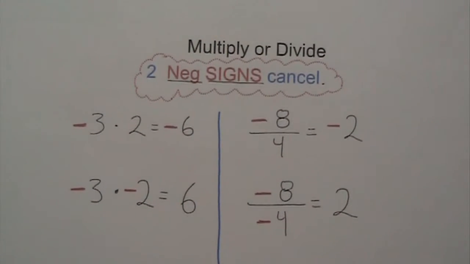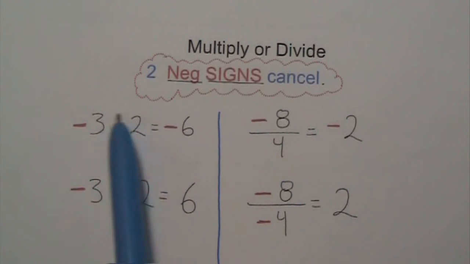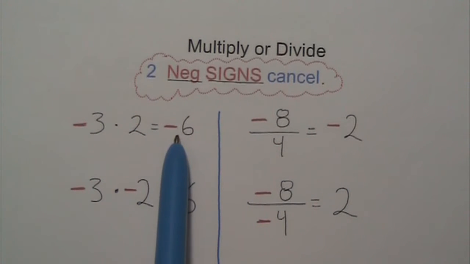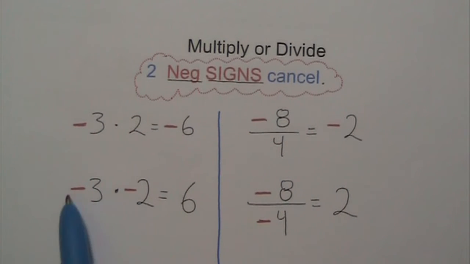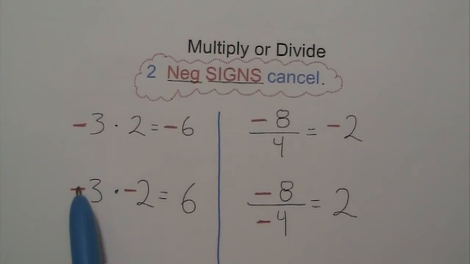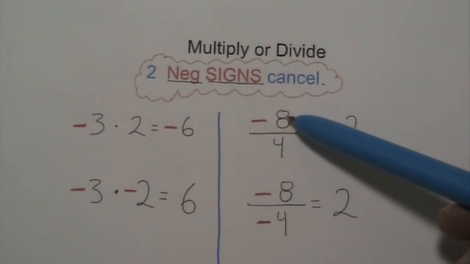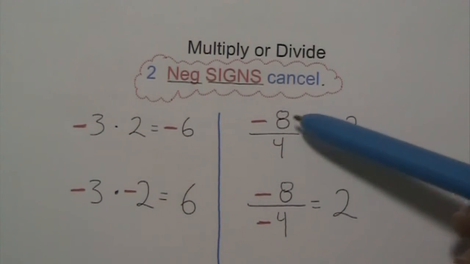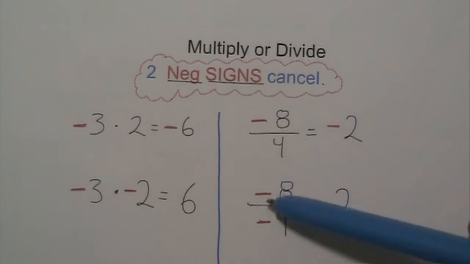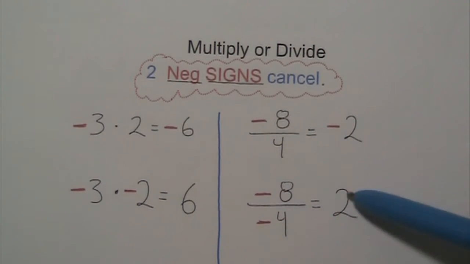But then on multiplying and dividing, if we're multiplying and you have one negative, it's negative. But if there's two of them, it's like saying the opposite of negative. And so it comes out to be positive 6. Those are the rules. And the same thing goes with division. One negative, negative. Two negatives, they cancel.